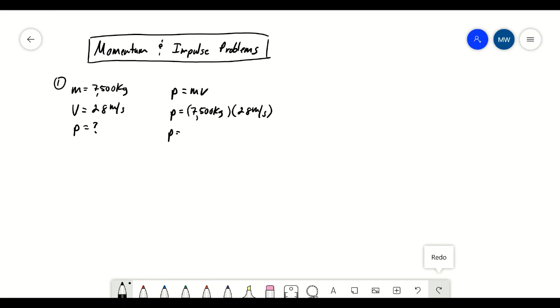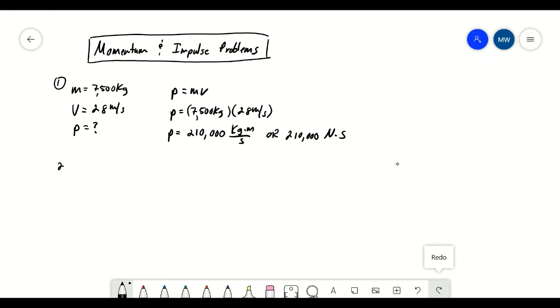And you can see that we simply just have to multiply these together, and we have 210,000. And the units, they're kind of wacky. They're kilogram times meters per second. We could actually simplify this a little bit. Another way of writing this would be 210,000 Newton seconds, and we'll talk a little bit more about that later on.